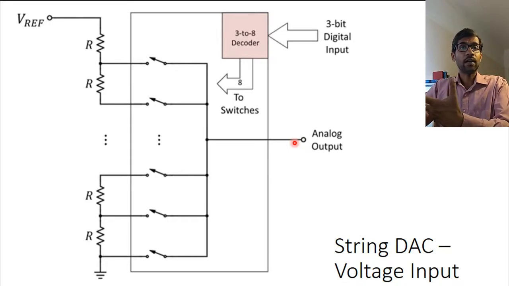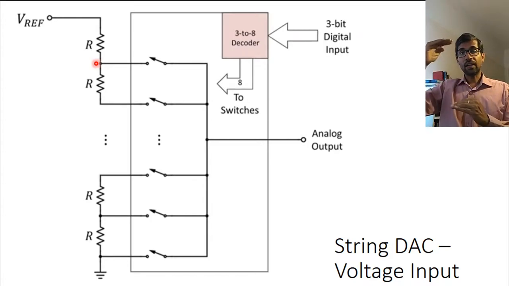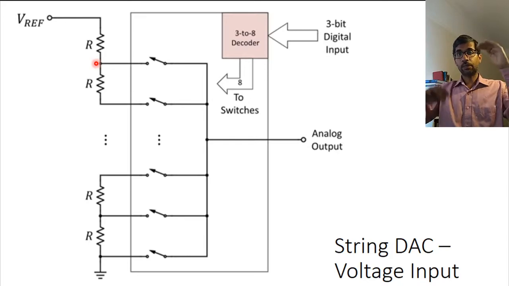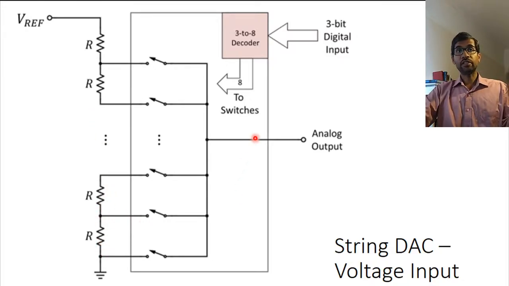Fairly straightforward. Let me just summarize. The Vref is divided into different values. So if you want to divide a range into 8 values, let's say you want to do a 3-bit conversion, you take a string of 8 resistors, give the Vref as the input, and then you get voltages which are multiples of Vref over 8 around the string, right? And then you get one of these voltages to appear at the analog output using these switches.